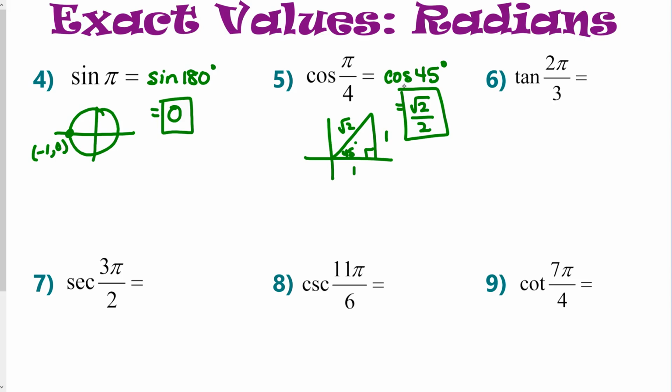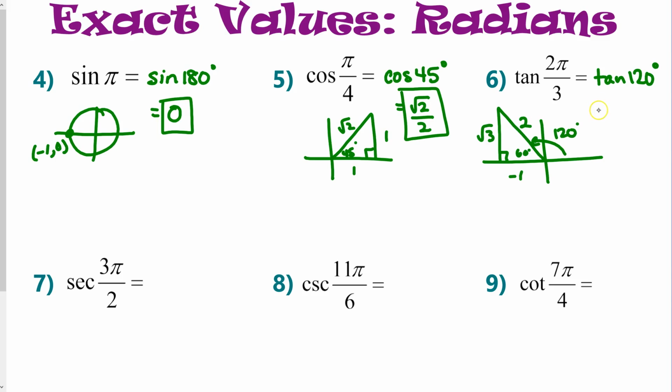Tangent of 2 pi over 3. Let's convert 2 pi over 3 into degrees. So we know that pi is 180, divide that by 3, and now we have 60. Multiply that by 2, and now we have 120. So this is tangent of 120 degrees. Let's draw our reference triangle. Here's 120, so this is 60. So we have a 30, 60, 90. Put your square root 3 on the long leg, your 1 on the adjacent, and your 2 on the hypotenuse. Tangent is opposite over adjacent, so that would be negative square root 3.